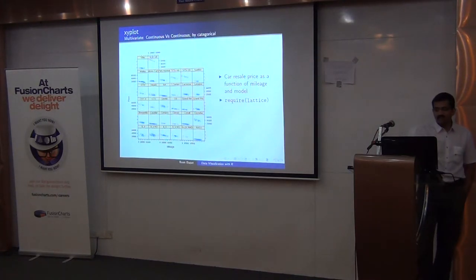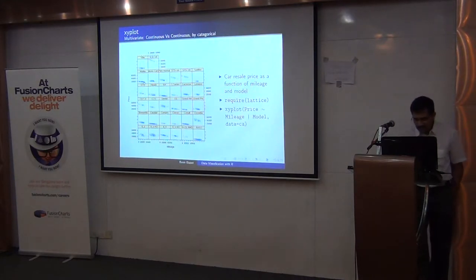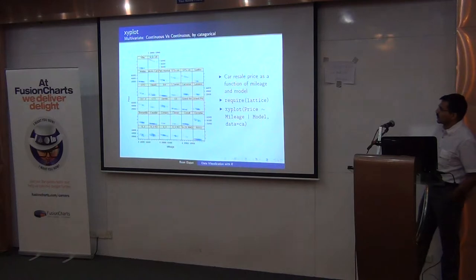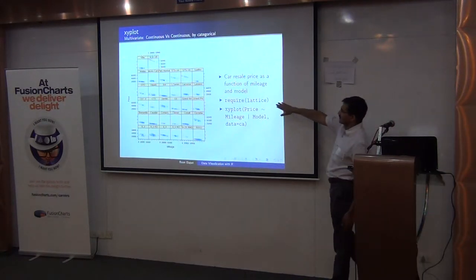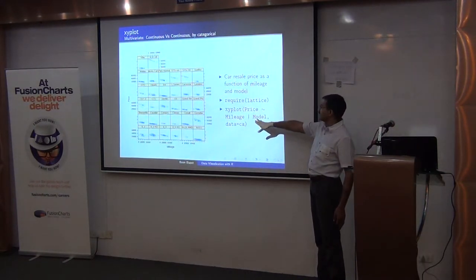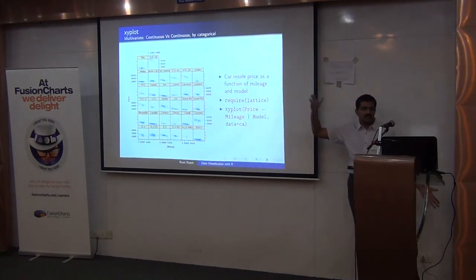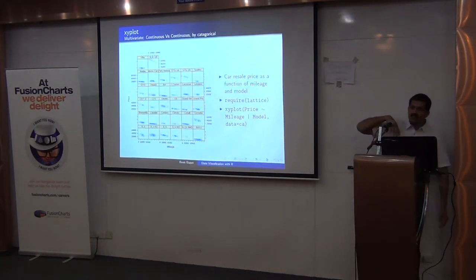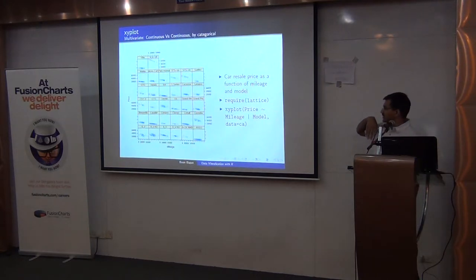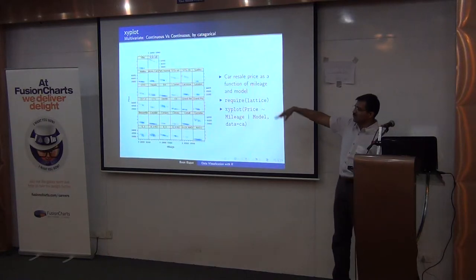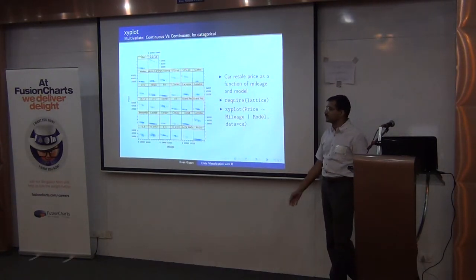You just say require lattice, so that you start using the package, and then just say xyplot of price as a function of mileage given the model. Okay, a typical way of saying it in statistics: price as a function of mileage given model, and given model gives you a panel for each model, and that's it.